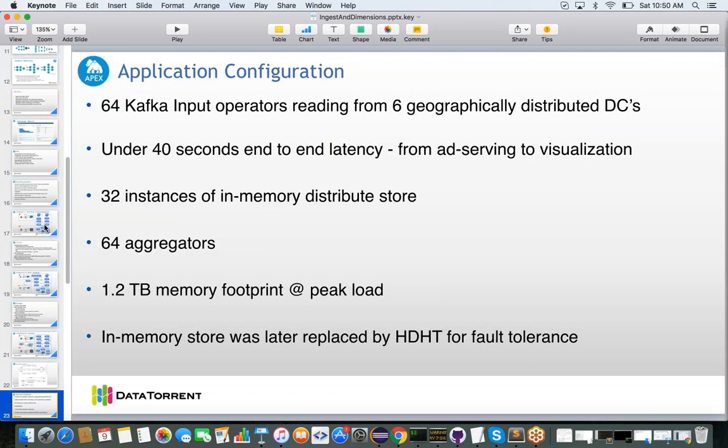The in-memory data store was later replaced by HDHT, which is a Hadoop distributed hash table. Basically, the in-memory data store would spill over to a Hadoop-backed data store once the memory gets full. So HDHT gives you better fault tolerance semantics. So basically, it can be better for recovery.